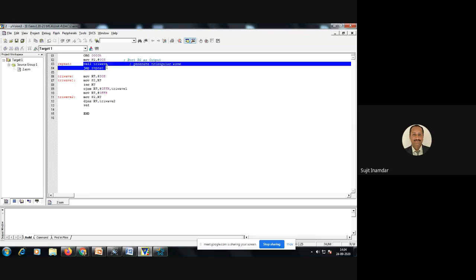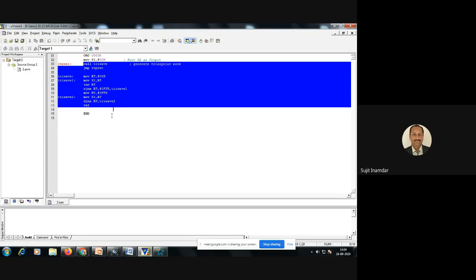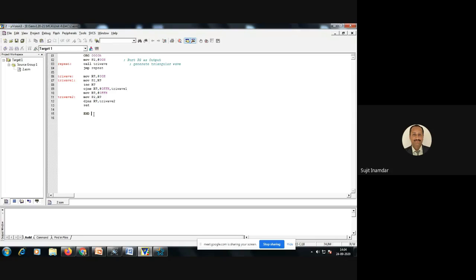So it is just going to repeat this process on and on, in the same way one side of the triangle, the other side, one side, the other side. And this is the end. So this is the simple program for the generation of this particular triangular wave. So I have saved this program. I have checked for syntax errors. So it has given 0 errors.